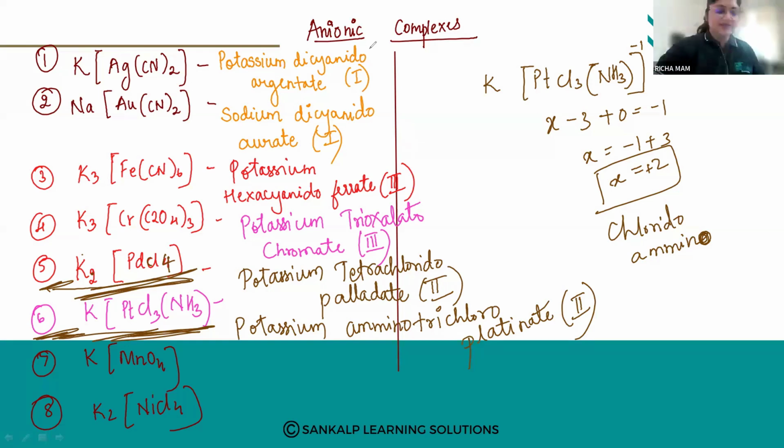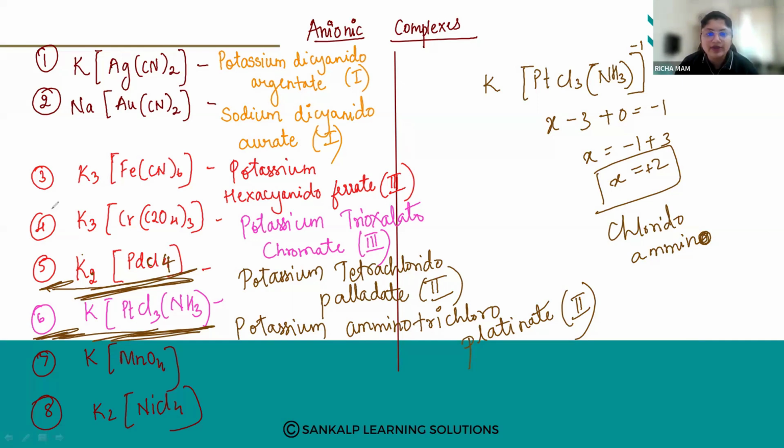You have to mention this. What is that? Oxidation number. Oxidation number is important. If you don't write oxidation number in the exam, no marks. So complete information of the complex should be there. Okay. Now let us go for the next one.